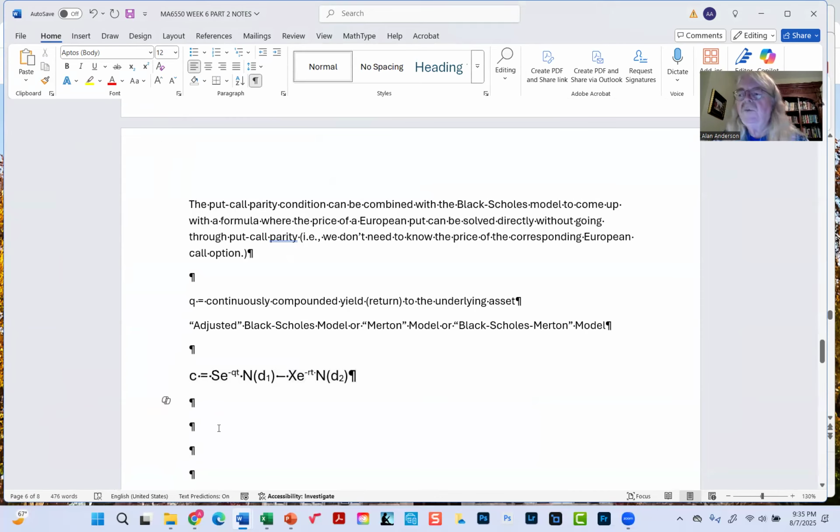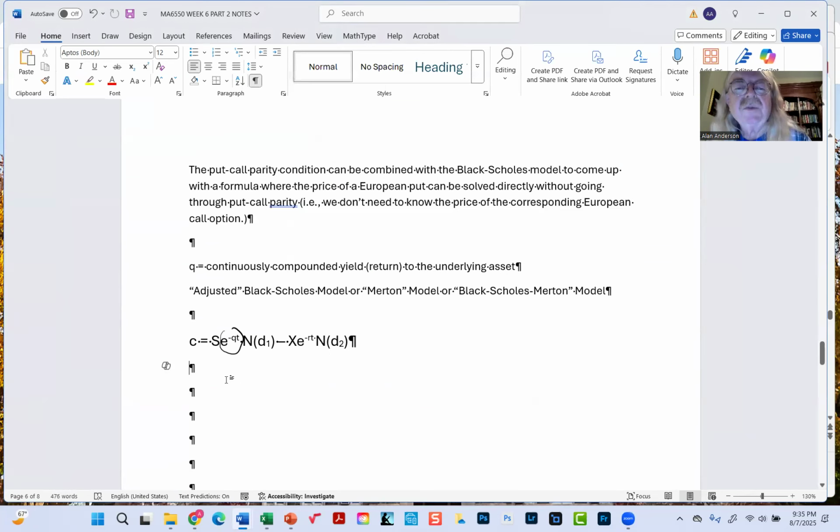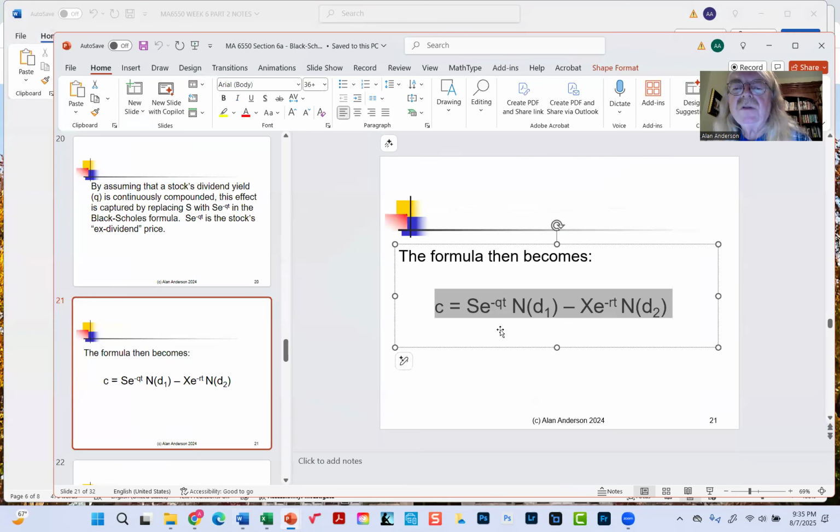All right, so there's only one difference, and that's here. But we still have to look at D1 and D2. There's a change to D1.